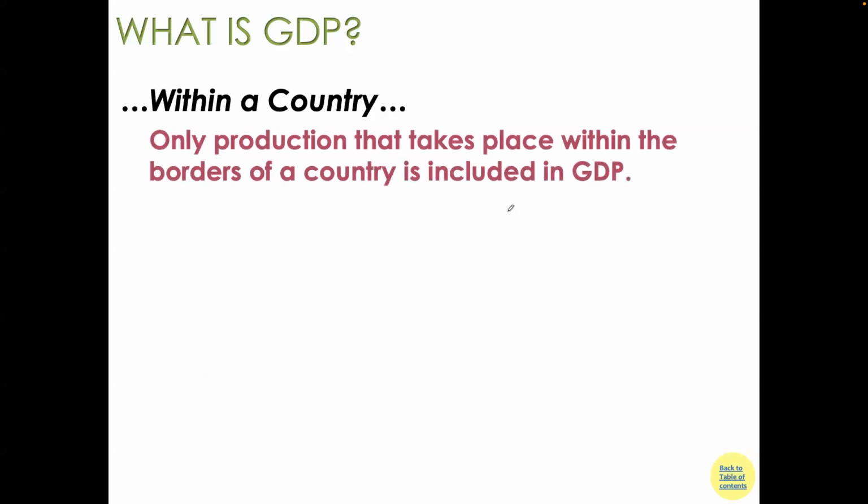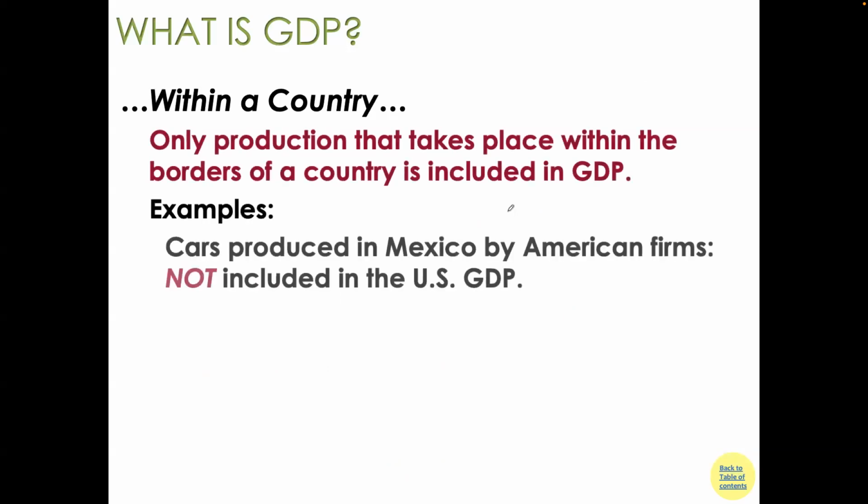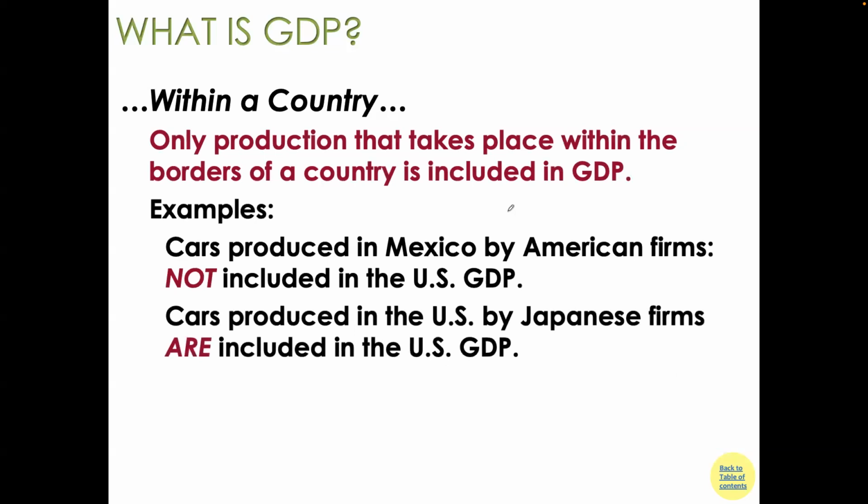Within a country, it is very straightforward. For example, a car produced in Mexico by an American firm is not included in US GDP. But a car produced in the US by a Japanese firm is indeed included in US GDP. We just look at geography, whether it's inside the country or not.